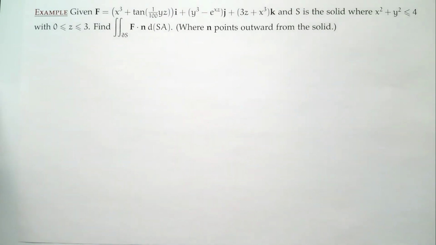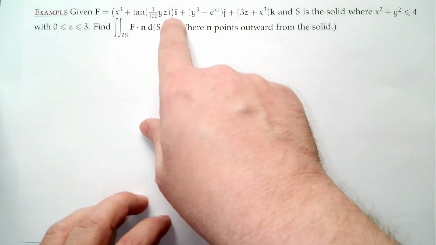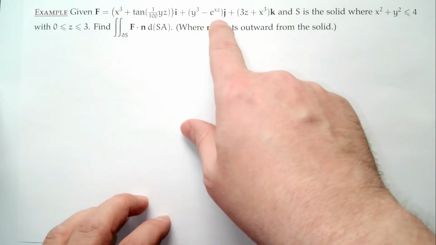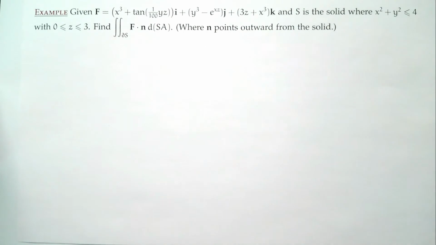Okay, so our next example. Given F, our vector valued function. So we have x cubed plus tangent of 1/100 yz i, y cubed minus e to the x z j, and 3z plus x cubed k. So this is just a different way to write F, where we say, okay, what's in the i direction, what's in the j direction, what's in the k direction. We should be flexible enough to interpret whatever they give to us.